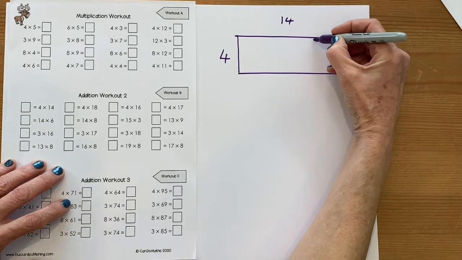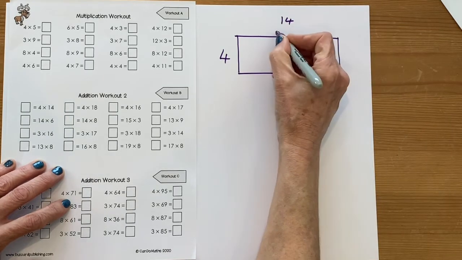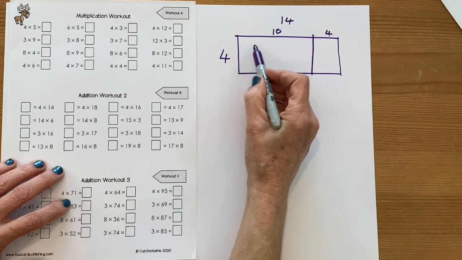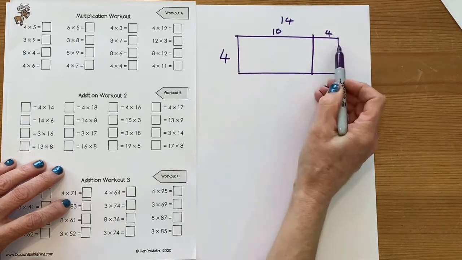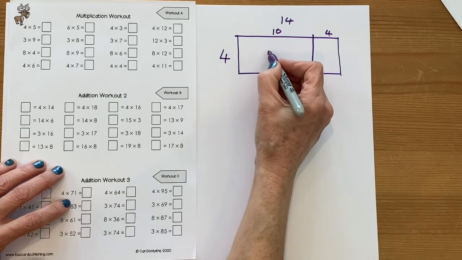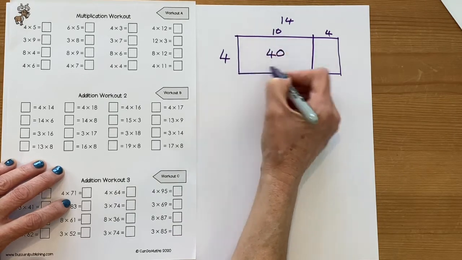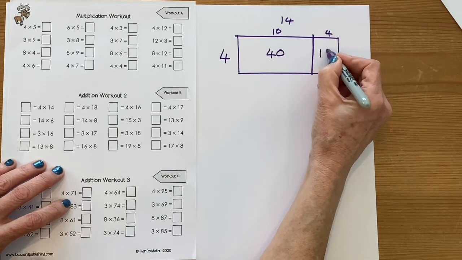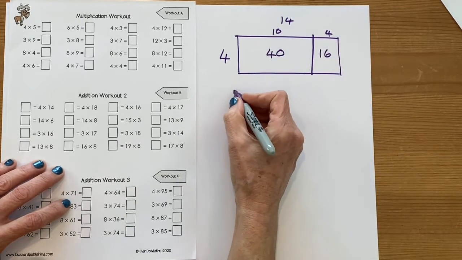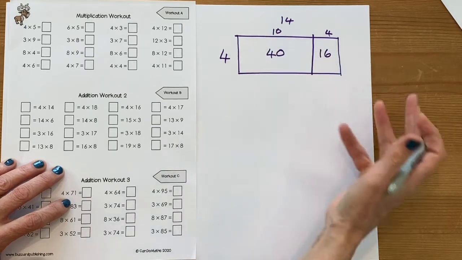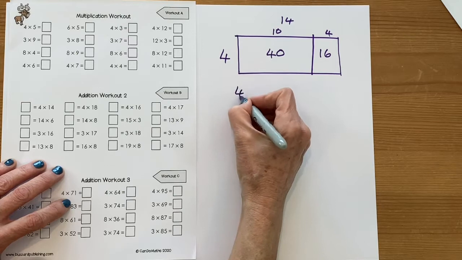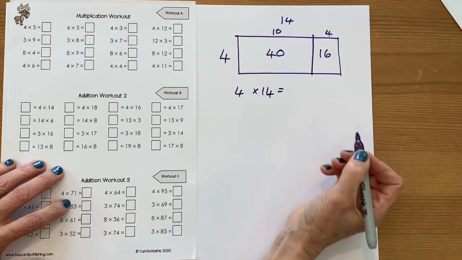I can split my 14 into 10 and 4. So if this was full of dots, say 4 rows of 14, this bit here would have 40 in it, 10 lots of 4, 4 lots of 10. This bit here will have 4 lots of 4 in it, 16. So therefore, you can carry on from that yourself, can't you? Thinking about combining those to work out what 4 multiplied by 14 is.